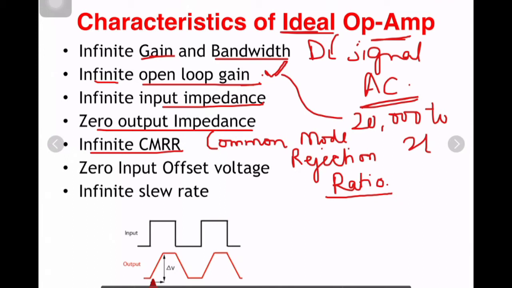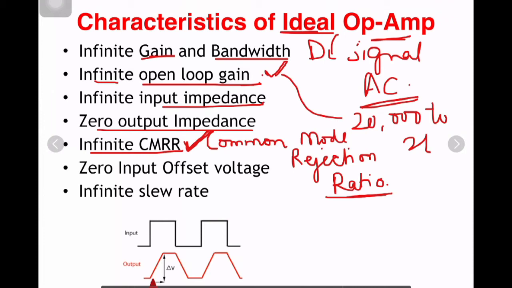So the CMRR of an ideal op amp should be infinite, or in practical cases, it should be as high as possible, and it is good for the smooth and noise-free working of the operational amplifier.